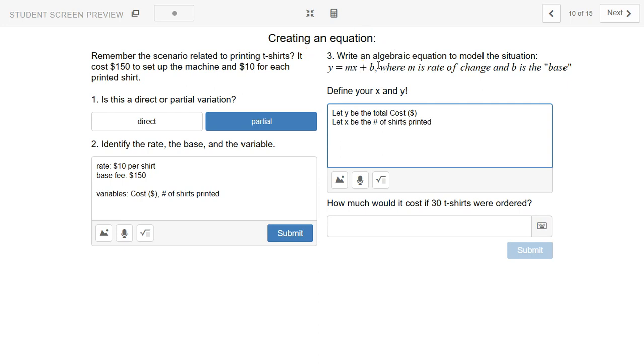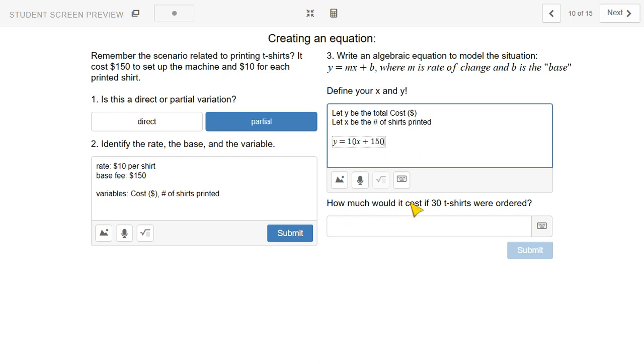So let's write an algebraic equation to model the situation. y is equal to mx plus b. We're going to use m to represent the rate of change and b to represent the base. Since I know that our rate of change is 10, I'm going to substitute 10 into the m, and the base fee is 150, I'm going to substitute that in the b. So our equation is y is equal to 10x plus 150.